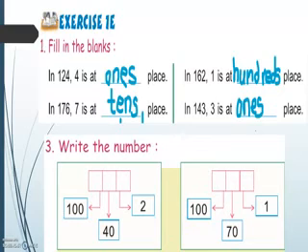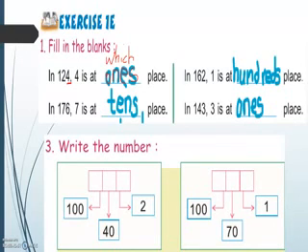Now, we will look into another exercise. Fill in the blanks. You have to fill the blanks here. In 124, 4 is at which place? Which place is 4? Can you say? Yes. 4 is at the 1's place, right? So you have to write here ones. O-N-E-S, ones.